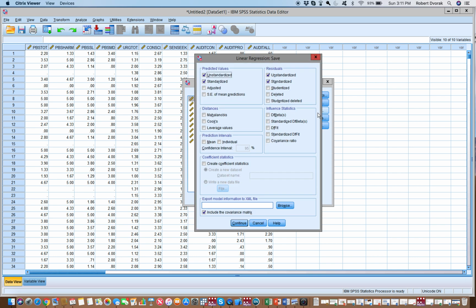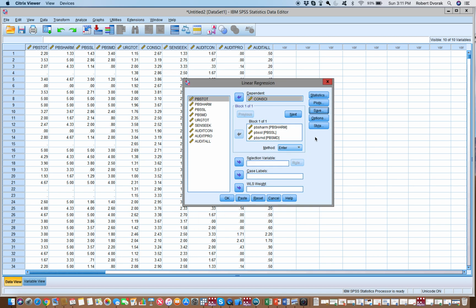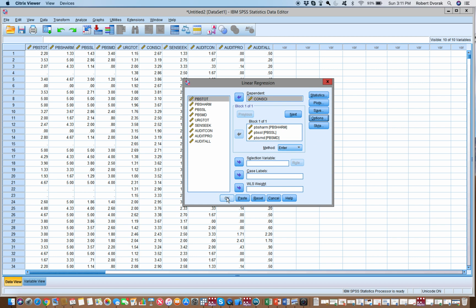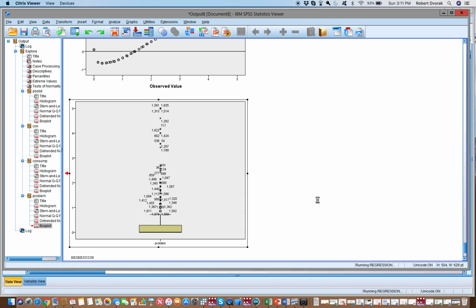Continue. Let's save our unstandardized and standardized residuals and our unstandardized and standardized predicted values. We don't need to include the covariance matrix. In a few weeks, we will talk about examining multivariate normality using Mahalanobis distance, Cook's distance, leverage values, as well as influence statistics over here, but we're not going to do those just yet. We're just having a look at what these things kind of look like.